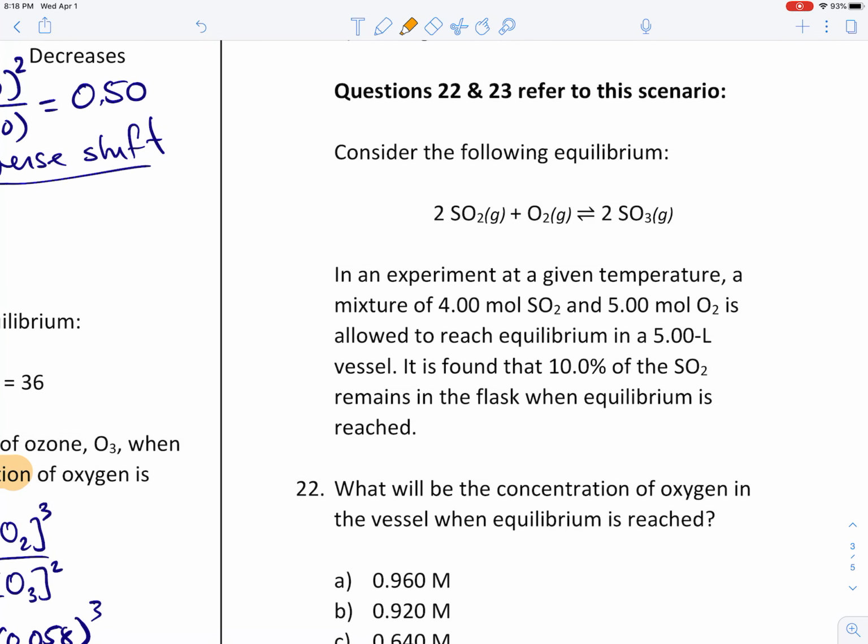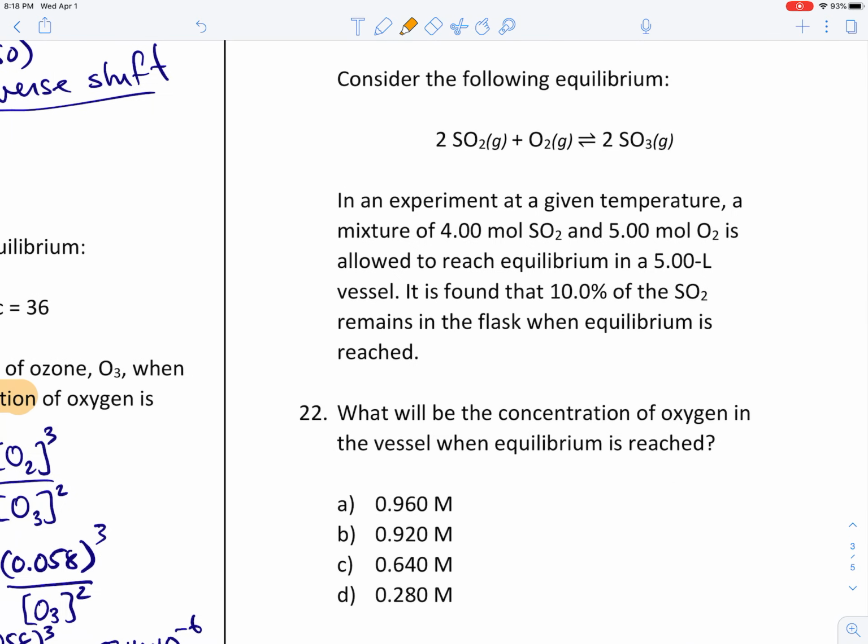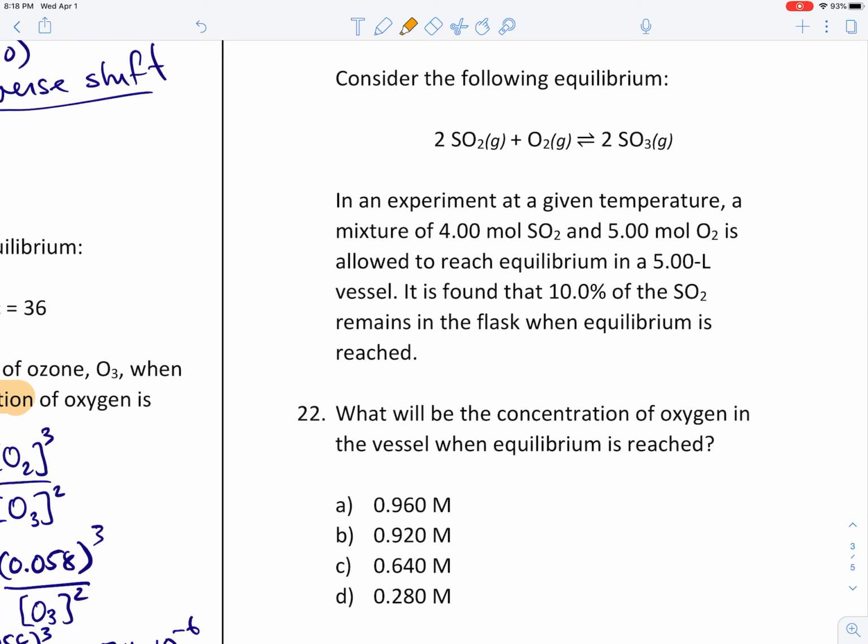All right, questions 22 and 23 before we start looking at Le Chatelier's principle. Pause the video, read over the scenario, and try question 22.